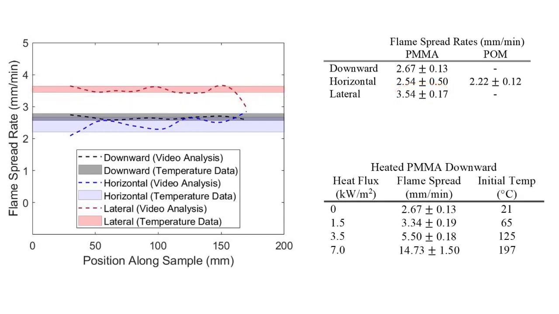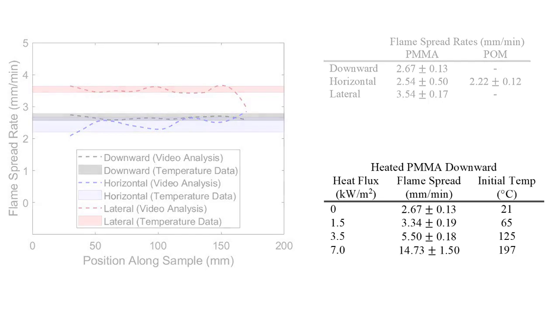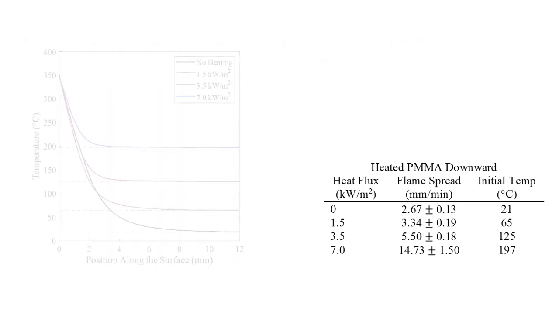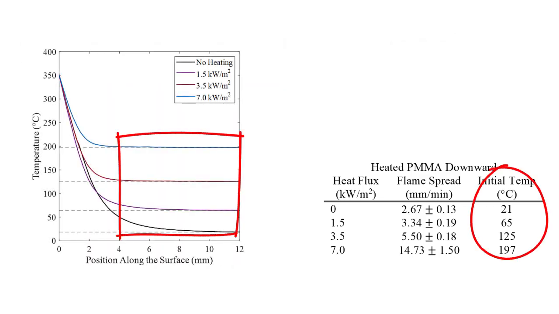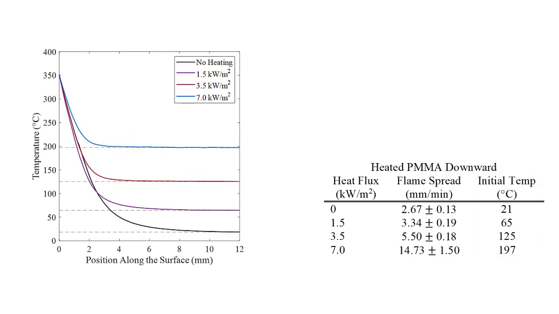The experiments conducted with an external heat flux are also shown here, indicating a progressive increase in the steady-state flame spread as the external heat flux increases. The trials heated with an external heat flux resulted in a range of initial surface temperatures prior to the flame arrival. This increase in the surface temperature can be tied to existing flame spread theory.